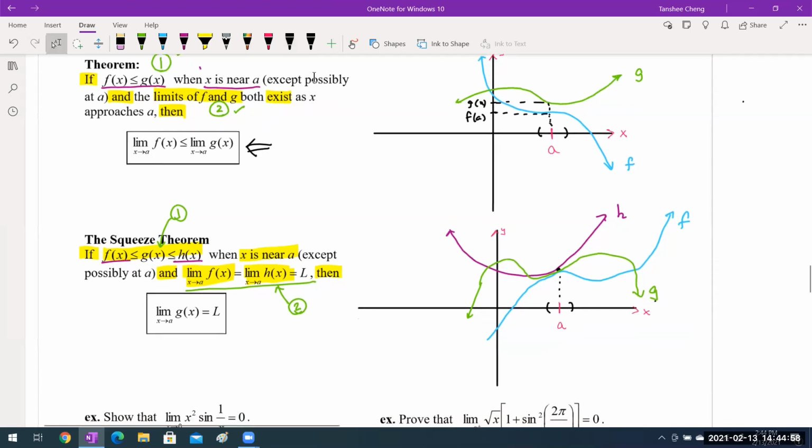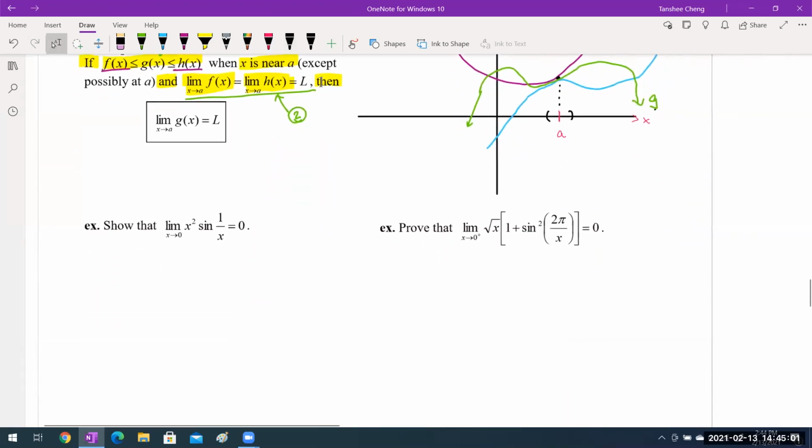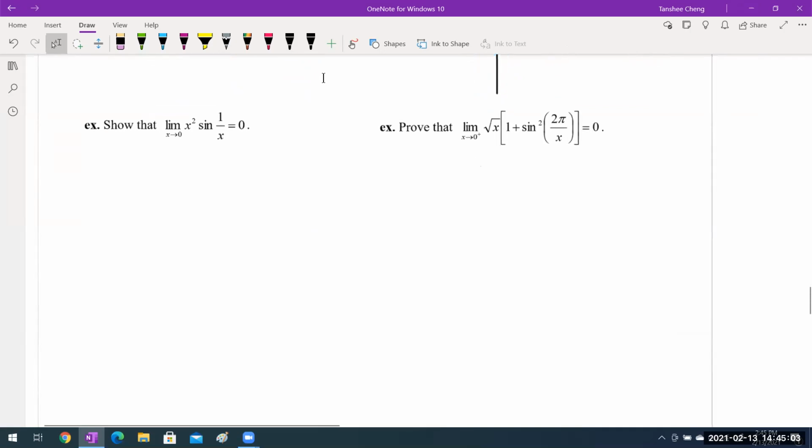So looking at an example involving sine and cosine: show that the limit as x approaches 0 of x squared sine of 1 over x is equal to 0. Clearly, I cannot use direct substitution, first of all, because sine is not a polynomial function. We haven't talked about any trigonometric function yet. In addition, when I plug in 0, 1 over 0 is undefined. I cannot do anything, right?